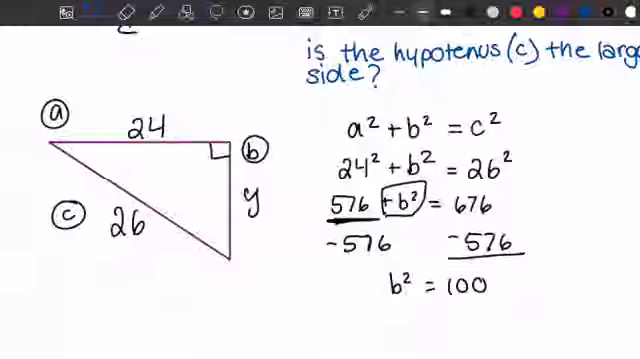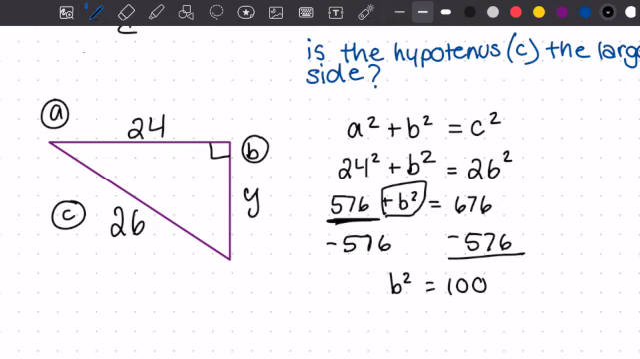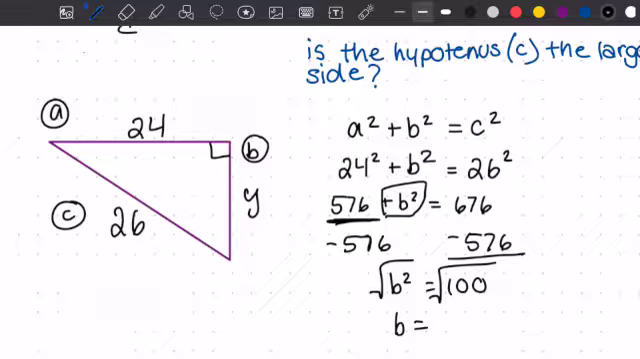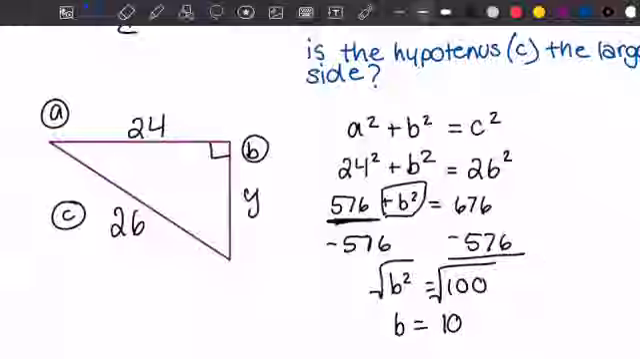Okay, now I can square root B. So B is equal to what? What's the square root of 100? What times what is 100? 10. Yes. There we go. B is 10.